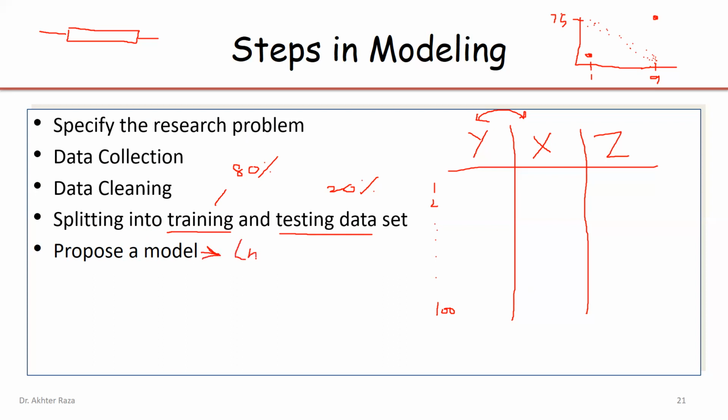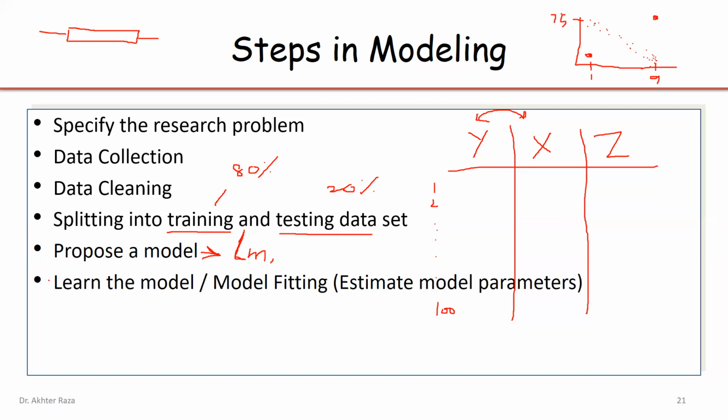So LM, the linear model or the regression model, is one of the simplest models that we are going to analyze in this presentation. Besides the linear model, we have the classification model, clustering model, neural network model, or a time series model. So there is a list of models. We have to propose a specific model for the given situation. After model proposal, we have to learn the model.